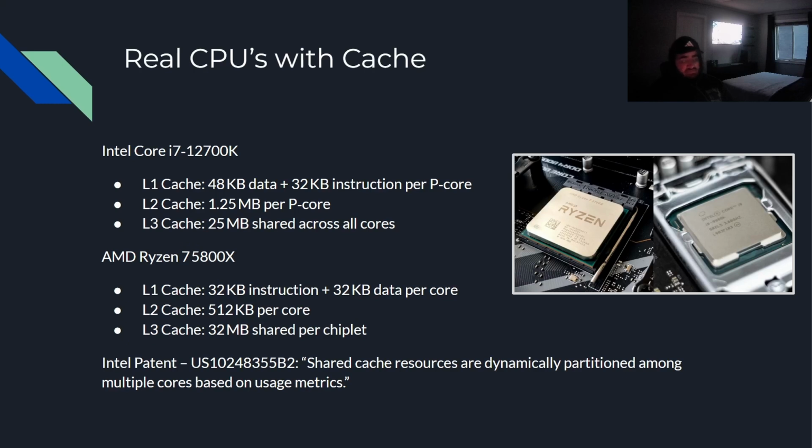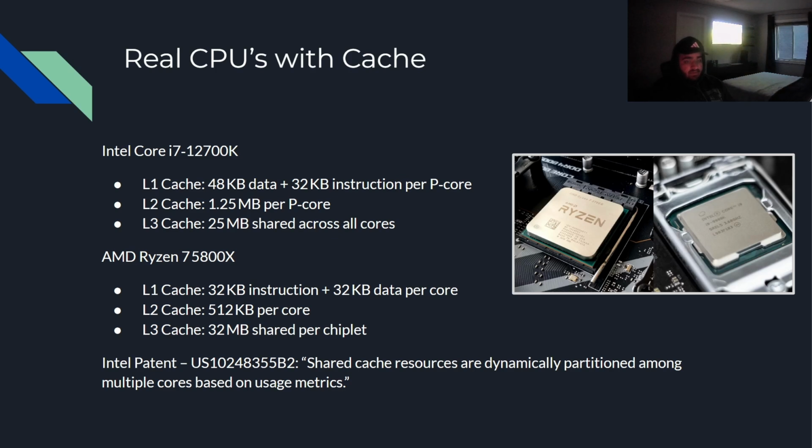Now we'll discuss real CPUs with cache. Let's look at how cache is used in the real CPUs that we use today. The Intel Core i7 12700K, for example, includes 32 kilobytes of L1 cache per core, 1.25 megabytes of L2 cache per performance core, and a shared 25 megabytes of L3 cache across all the cores. That gives each core access to fast local cache while also benefiting from a shared larger pool.